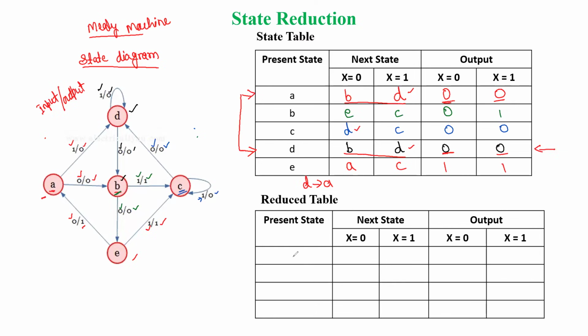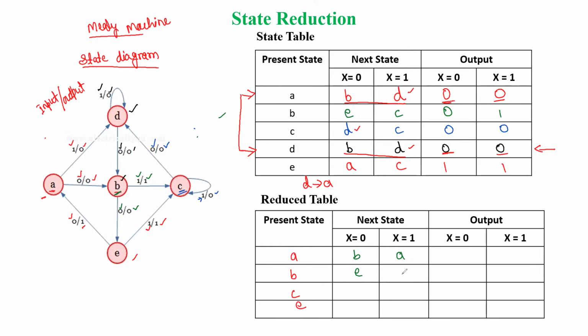So what do we have here for the states? A, B, C, and D is not there, since D and A are the same, am I right? That's why we are not considering D. Now what are we left with? We have B here, and D is replaced by A, so we are writing A here. E is already there. Same thing we are copying from the first state table. Only D we are replacing by A, and the present state D row we are neglecting here.